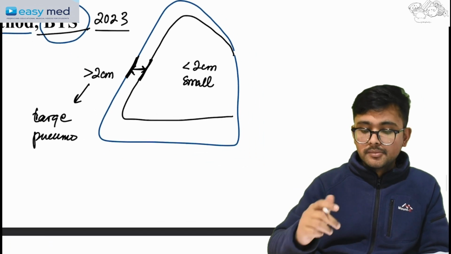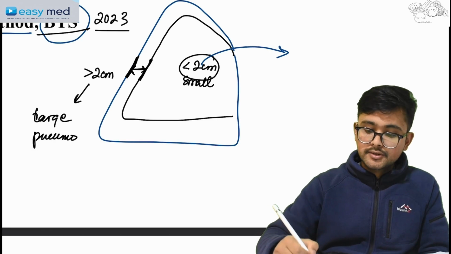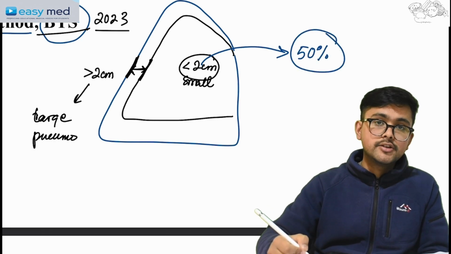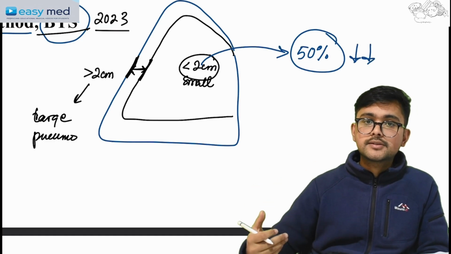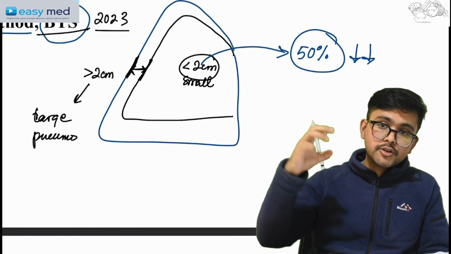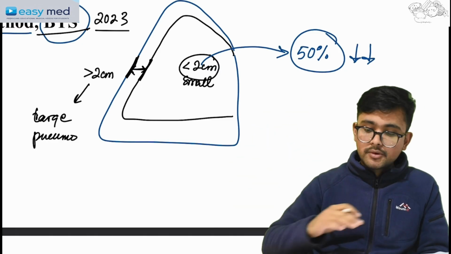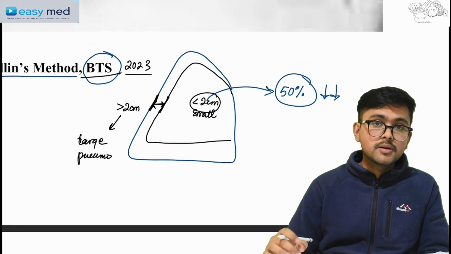Why this 2 centimeter, you ask? If the size of pneumothorax is more than 2 centimeters, it would mean that the effective lung volume has reduced by 50%. So whenever there is a pneumothorax of more than 2 centimeter size, it means that the lungs have reduced to 50% of the size, which might not be evident by this 2D image, but when you do a CT scan, you can find that finding much better.